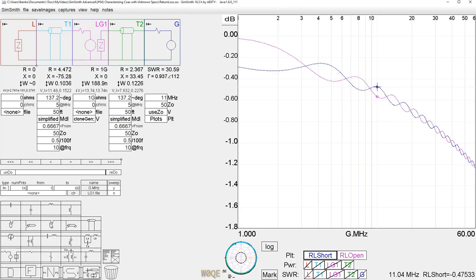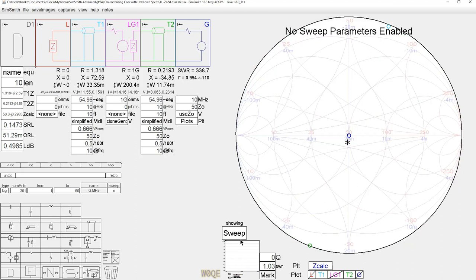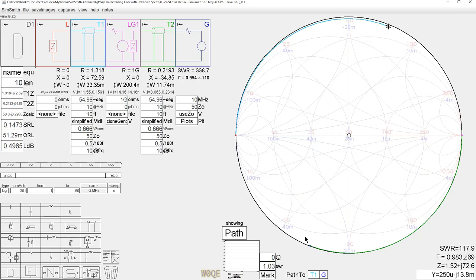So let's look at another SimSmith circuit. It's the same circuit as before. Everything's plotted the same way, except I have a D block I put in here, and I'm having SimSmith do some calculations for us. The first calculation I'm having SimSmith do, let's go back here and not sweep this anymore. Since we measured it at 10 megahertz, let's stop sweeping it for the moment. And there are our two impedances, 1.32, 72.6, and 0.219, 34.8.